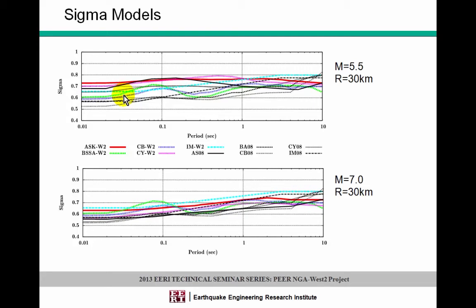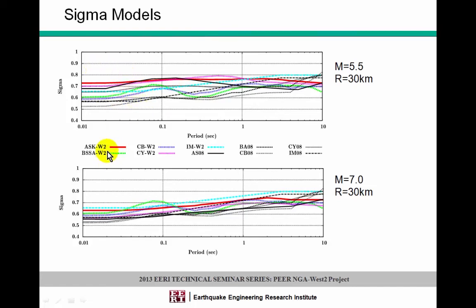The last thing I'd like to talk about before I show some hazard plots is the sigma models. On the top, I'm showing the total aleatory sigma for a magnitude 5.5 strike-slip event at 30 kilometers, and then below that is the same thing, but for a magnitude 7 at 30 kilometers. Again, this is in the middle of the database range. It's where we have a lot of data, so we should have some good confidence in that. You can see that in general, the colored lines, which are the NGA-West2 models, at the short periods, the high frequency, are a little bit higher.